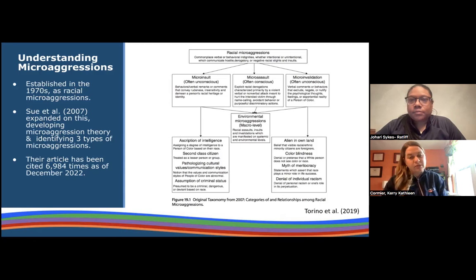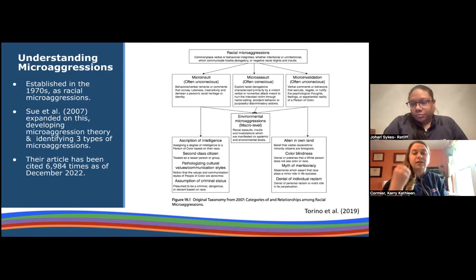Then you have micro assaults, which are usually conscious. So it's a choice that you're making. And this is where we often think of the explicit racial comments and things that people will say to others. It could be a violent verbal or nonverbal attack meant to hurt the intended victim. Then you're also going to have micro invalidations, which those are also going to be unconscious. So we have 2 unconscious microaggressions and 1 conscious microaggression.